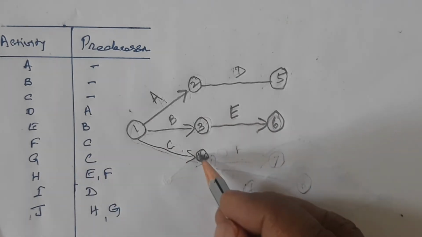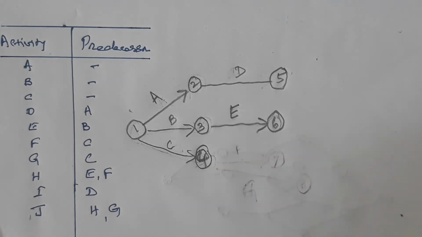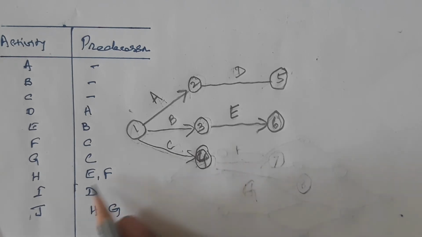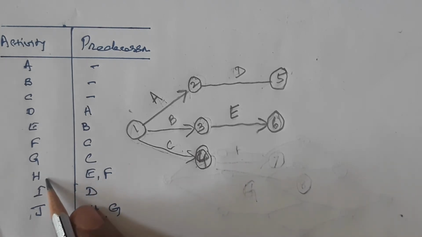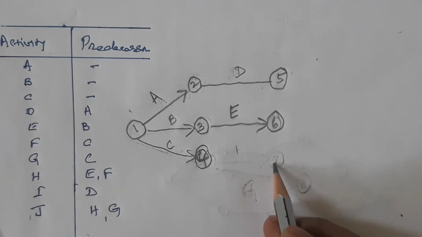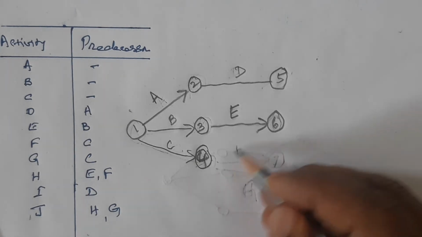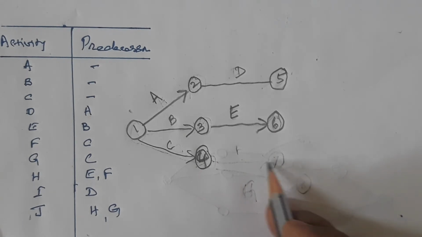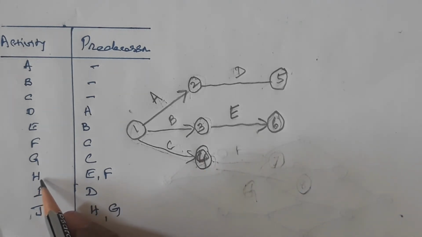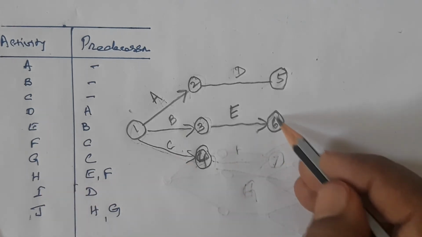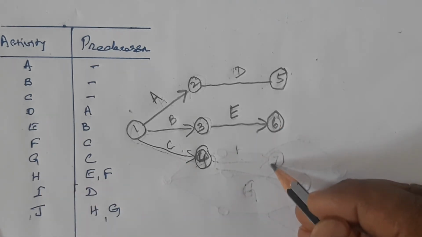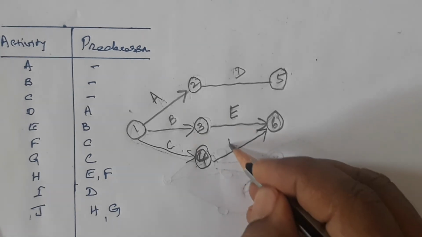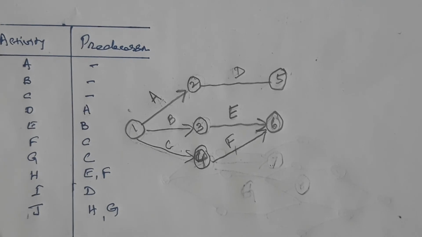This is C completed here. F should start after completion of C. But remember, E and F should help H. Now F can be drawn straight like this, or F can also be drawn like this. Supposing you are drawing F like this, then while preparing H, you need to use a dummy connector between E and F. So to avoid that, I am connecting E and F like this. Now E and F are completed.